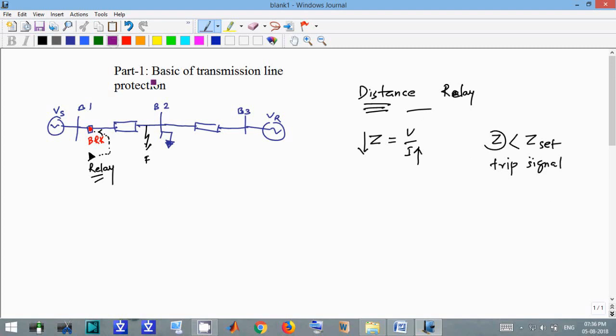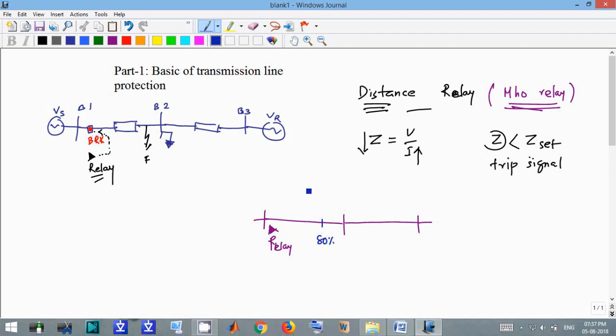Now transmission line protection. If a relay is placed here, in case of distance relays, the mho relay is used for long distance transmission lines, and there are also impedance relays and admittance relays, but the mho relay is used for long distance transmission lines. So if we install a mho relay here, then it will protect up to 80% of the transmission line, instantaneous protection. So this is 80%.